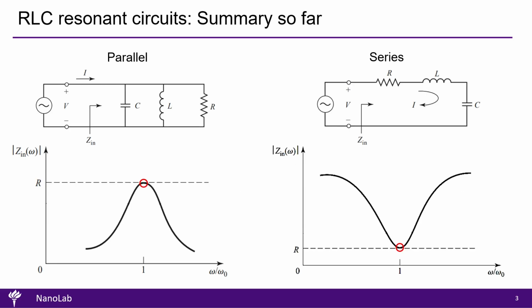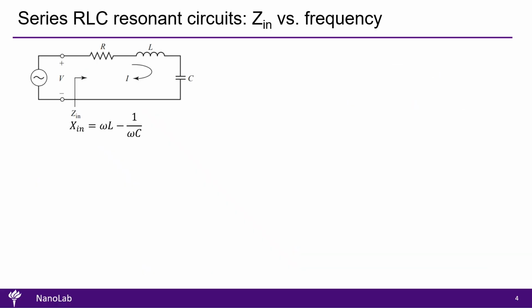In the previous session, we showed that for both parallel and series RLC circuits, the input impedance is purely real and equal to R at resonance. Let us now study the behavior of the magnitude of Zin as we move away from resonance. One way to study the trend of input impedance with respect to the frequency is by looking at the sign of its reactance as the frequency approaches resonance.